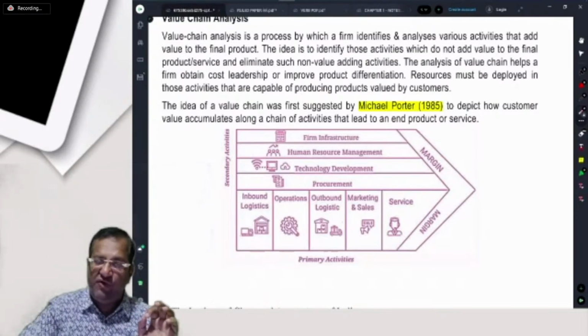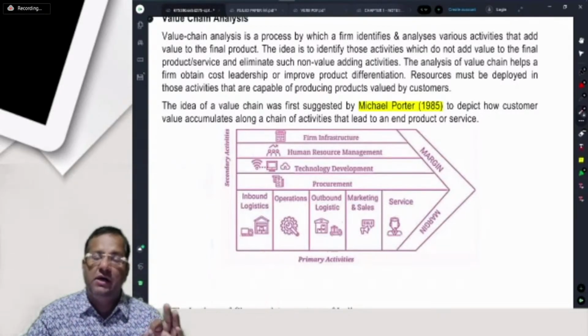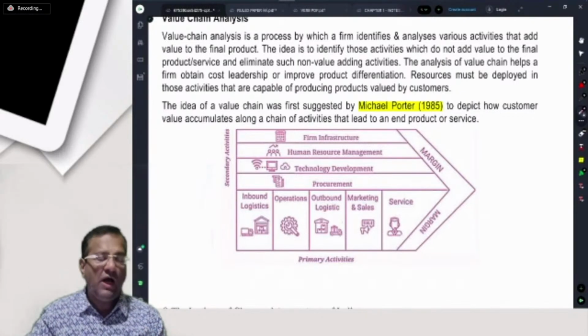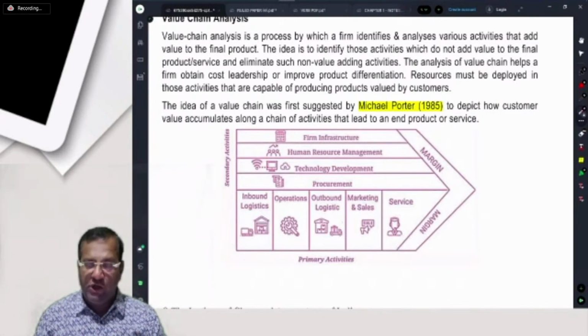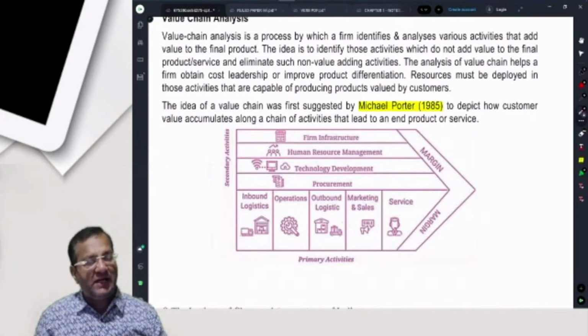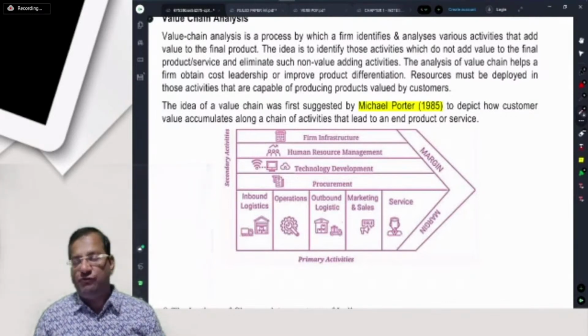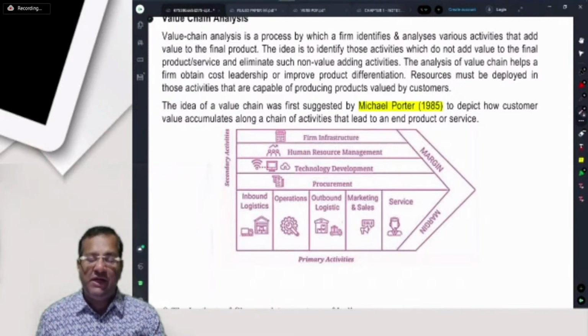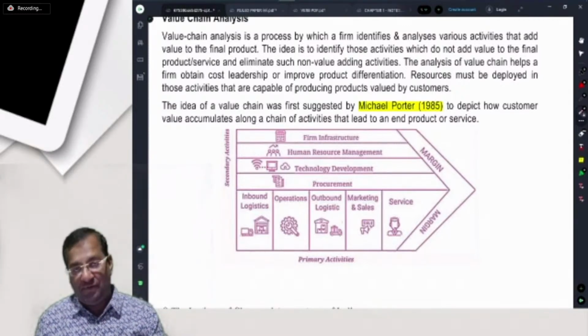So there will be 5 primary activities in the manufacturing sector, and the support activities, that is the secondary activities, are bifurcated into 4 parts. So basically, all the activities in the organization will be classified into a total of 9 activities, consisting of 5 primary activities and 4 secondary activities.